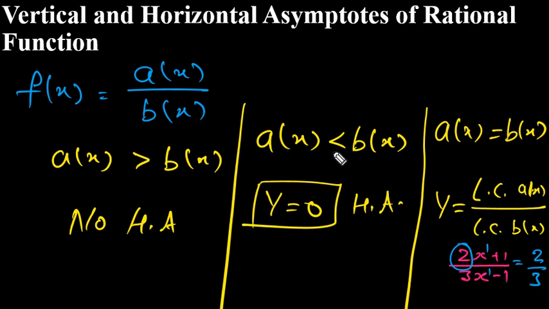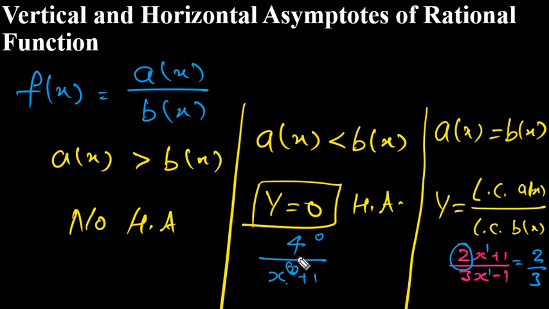And when I said the degree of a of x is less than that of b of x, let's take an example, for example 4 divided by x square plus 1. So a of x is only a constant. Here the degree is 0, here the degree is 2. So as you can see, the degree of b of x is more than that of a of x, right? Okay, so that's how you will find the horizontal and vertical asymptotes of a rational function.